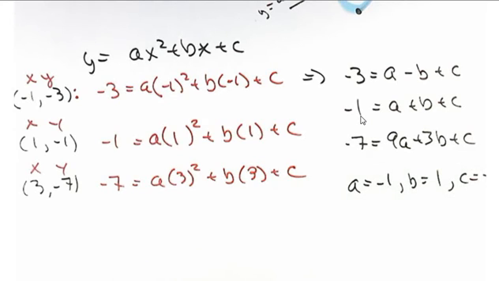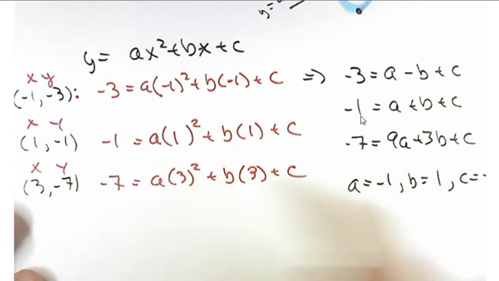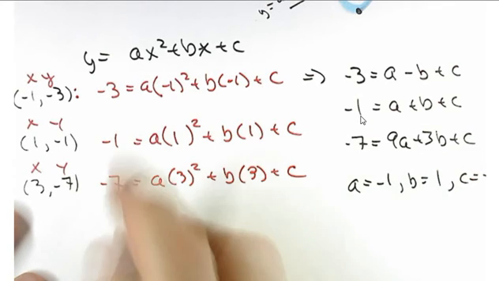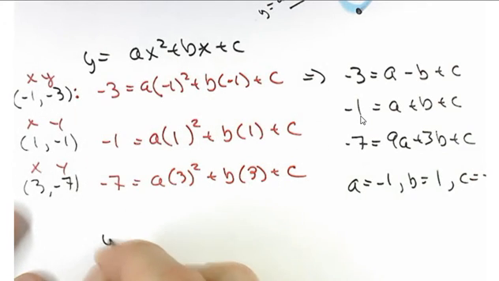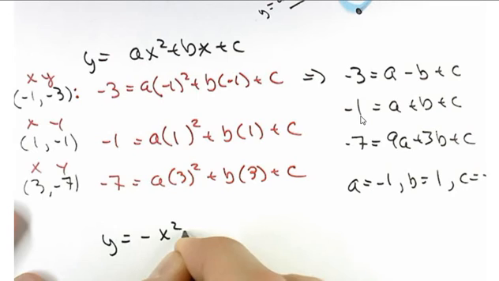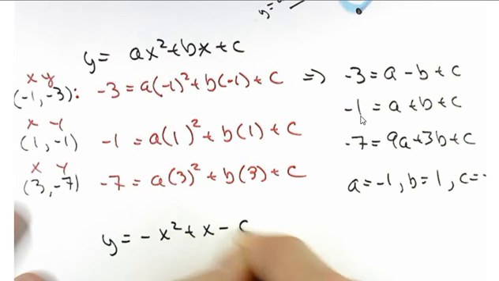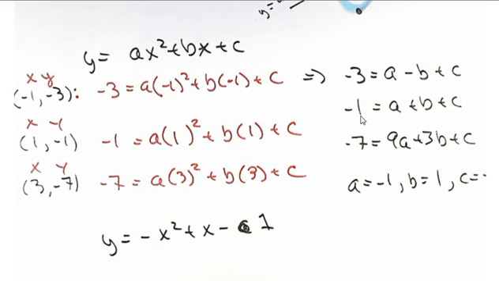Let's understand what that means. What that means is you can put that in this equation. We get y equals -x squared plus x minus 1. That's the equation that passes through those three particular points.